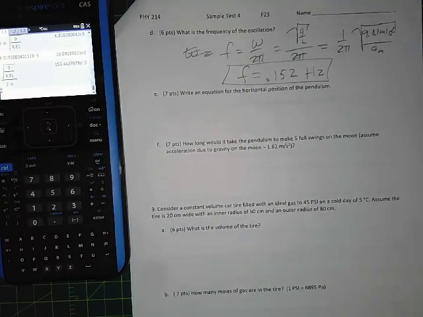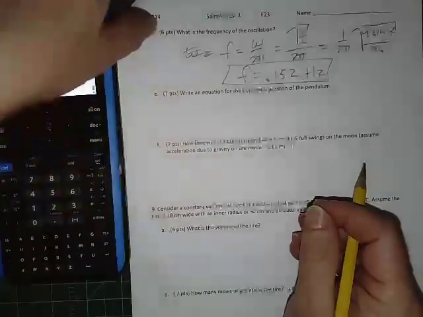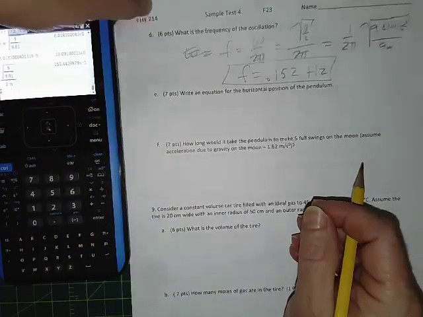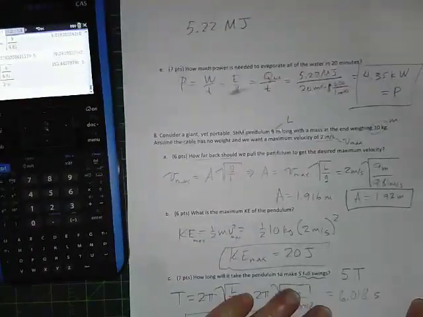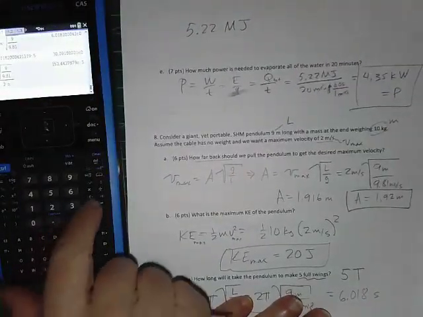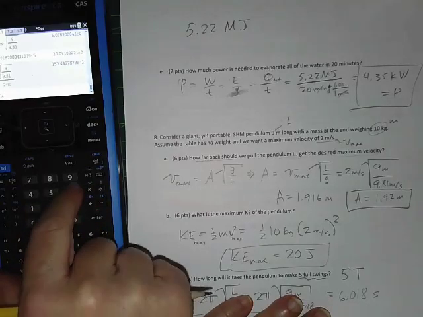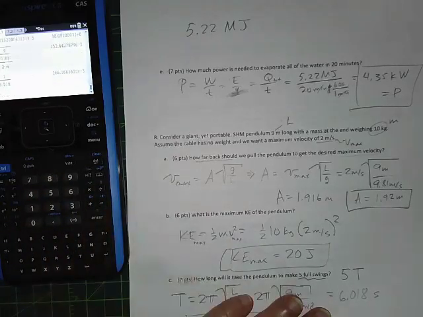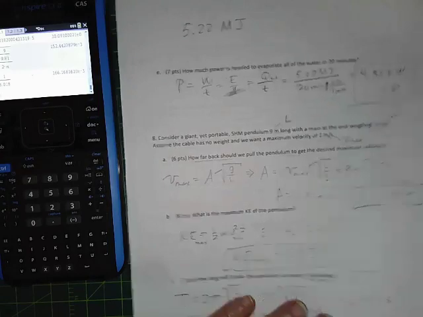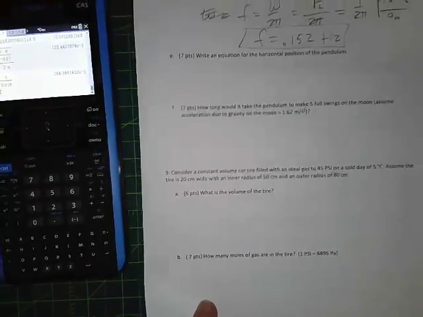What? Well, it should be 1 over the period. The period was 6.018. Let's try that. 1 divided by 6.018. 0.166.